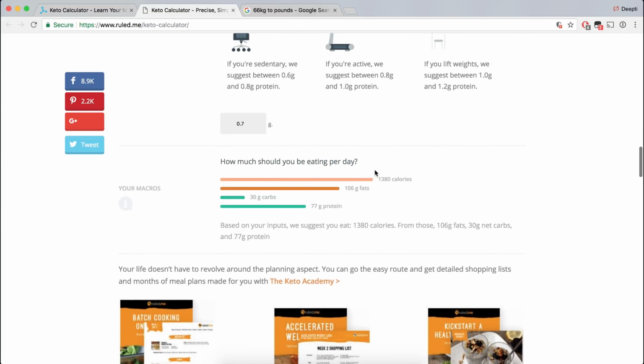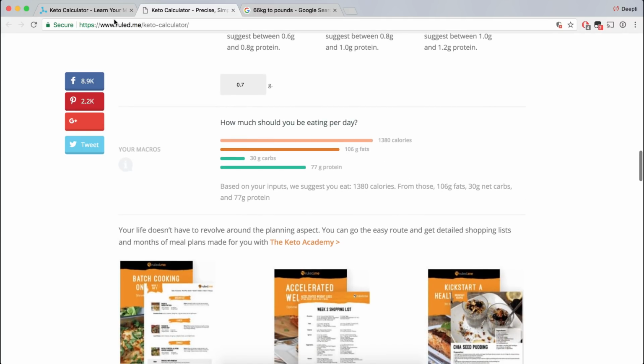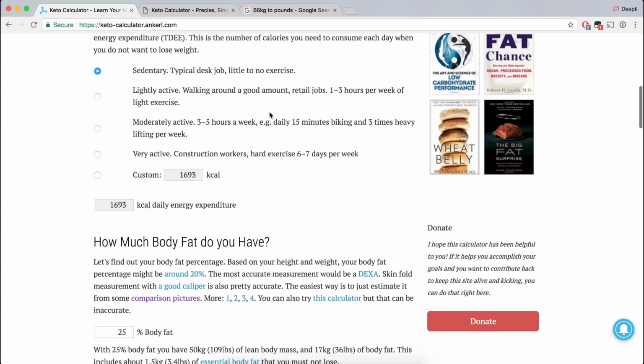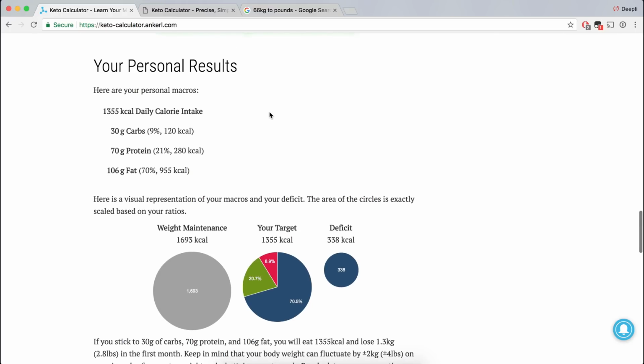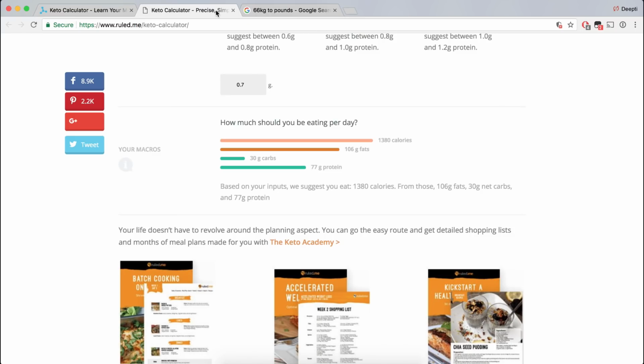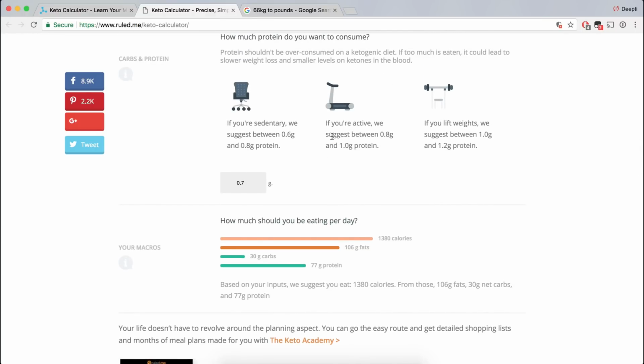And here it is. How much should I be eating in a day? 1380 calories, 106 grams of fat, 30 grams of carbs, and 77 grams of protein. So that's pretty much the same thing that I get on the other keto calculator. Here it is. So it's a very, very minor difference: 7 grams in the protein and 30 calories in the final calorie intake. So that is pretty much how you calculate your keto macros.